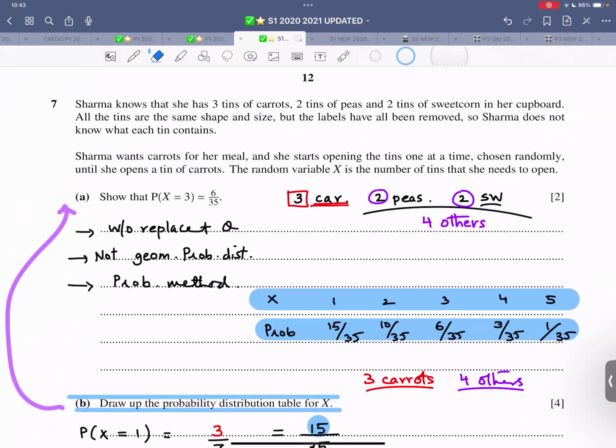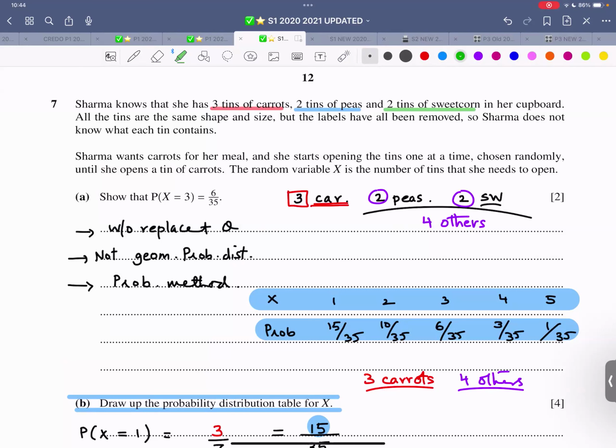Let me just focus on this. Now it says, Sharma knows that she has 3 tins of carrots, 2 tins of peas, and 2 tins of sweet corn in her cupboard. All the tins are of the same shape and size, but the labels have all been removed. That means they are indistinguishable. You cannot differentiate between them. So Sharma does not know what each tin contains.